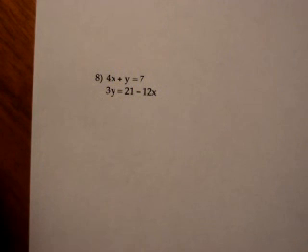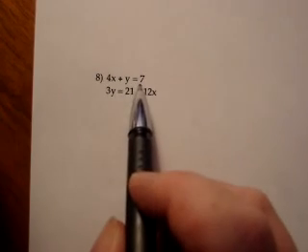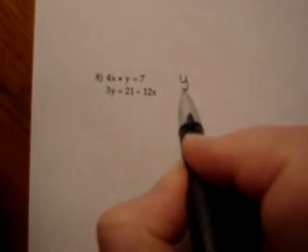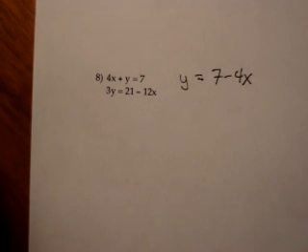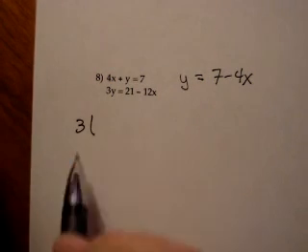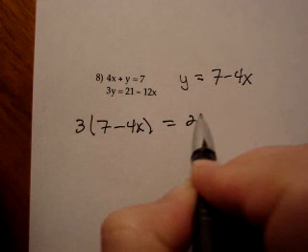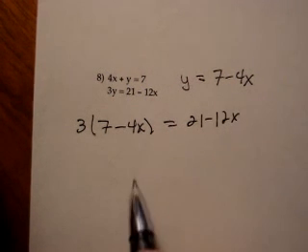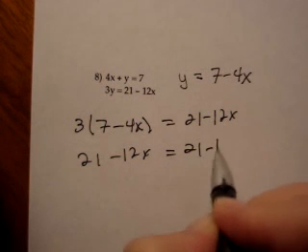Okay. One more, number 8, solve using the method of your choice. I'm going to use substitution, and I'm going to start by solving for y in the first equation. So that will become y is equal to 7 minus 4x. Now I'm going to substitute that into the second equation. So I'll get 3 times, instead of y, 7 minus 4x equals 21 minus 12x.